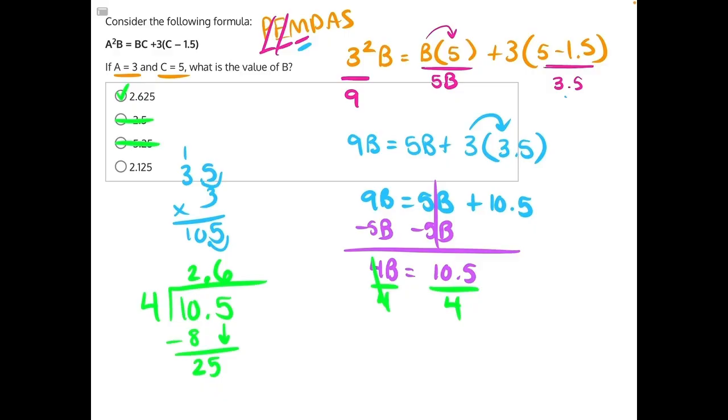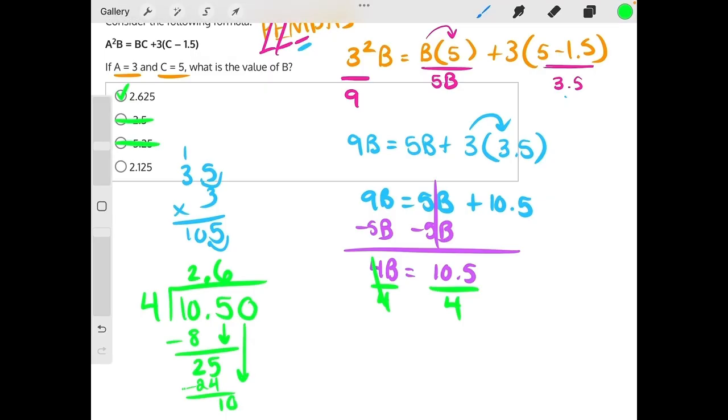4 times 6 will give us 24. When we subtract, we're left with 1. We need to add a 0 and bring it down. And I'm going to have to make a little bit of room here.